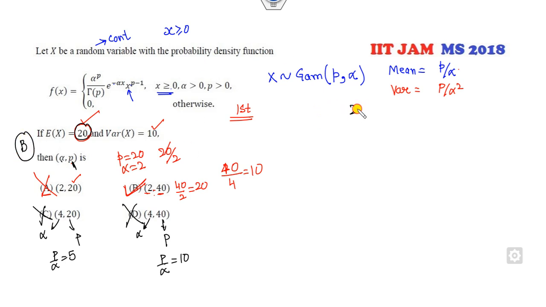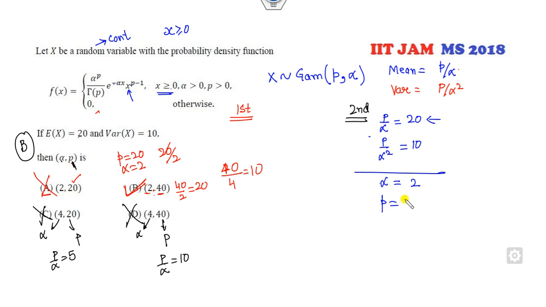There is one more method. The second method is how you can do. You can look at the statement. Mean is 20. That means p over alpha is 20. Variance is 10. So what you can do? You can divide them. If you divide them, alpha will be 2. Once alpha is 2, p will be 40. So it's your choice whether you want to choose the option and discard them, or you can simplify it. So B is the correct option.